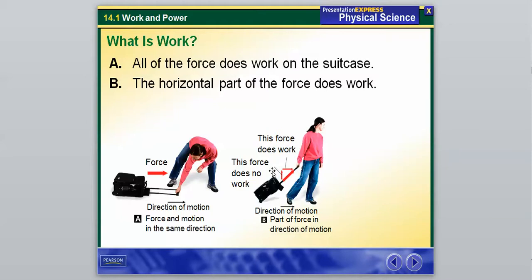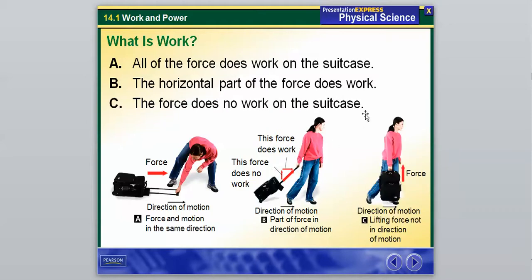Our last example is when there is no work being done on the suitcase. Probably the most effort here: she's holding the suitcase up by its handle. Her force is holding up, but she's walking forward, so that force is not acting in the same direction as the suitcase is moving, so no work is being done here. Force is going up, motion's going to the right. This is probably the hardest situation for her, but in terms of physics, she's actually not doing any work.